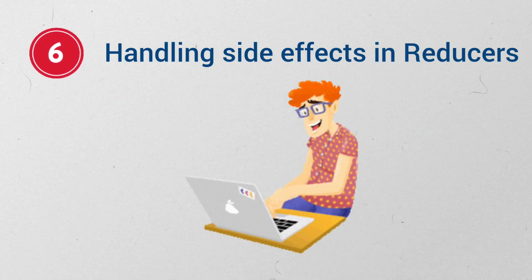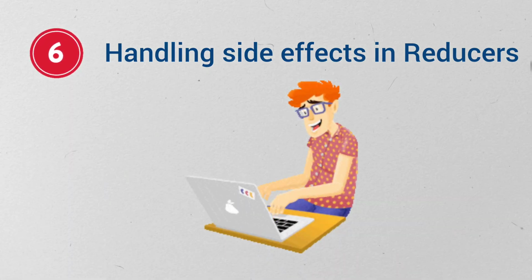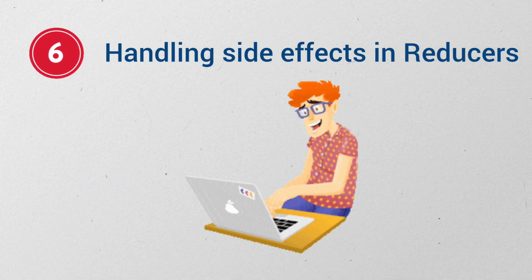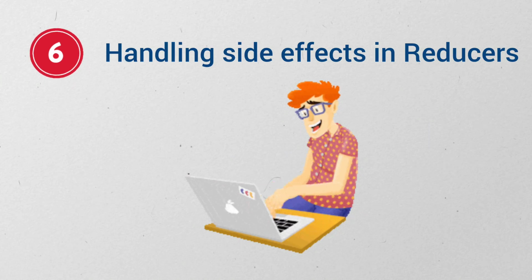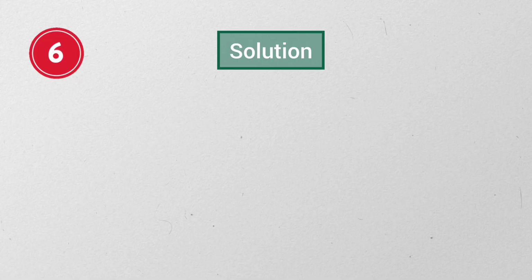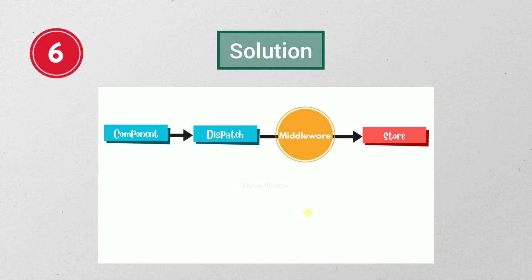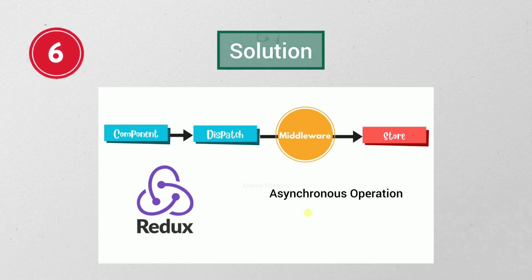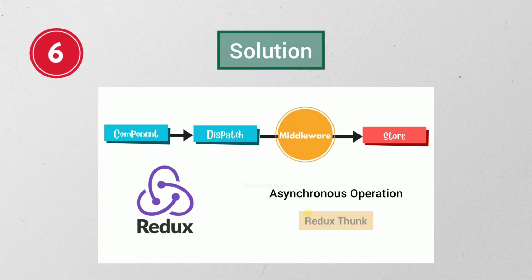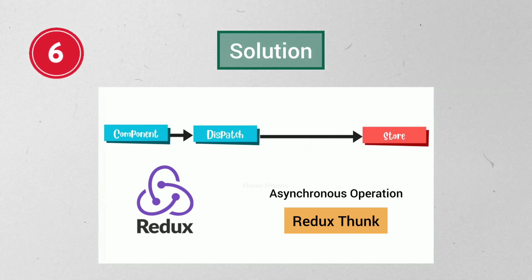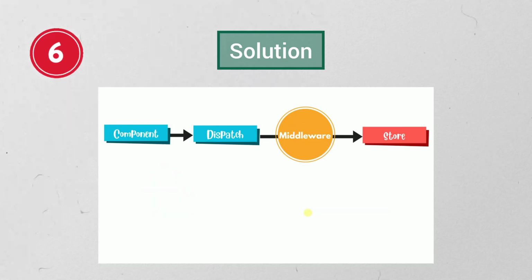Then sixth mistake, handling side effects in reducers. Many people will write the side effect logic directly inside the reducer. But we have already seen reducers are pure functions. We should not have any side effect logic. For this, the solution would be using middlewares like Redux Thunk or Redux Saga to handle side effects and keep reducers pure. Multiple times we have used Redux Thunk, and now you would be aware how to fetch API data and how to write side effect code.